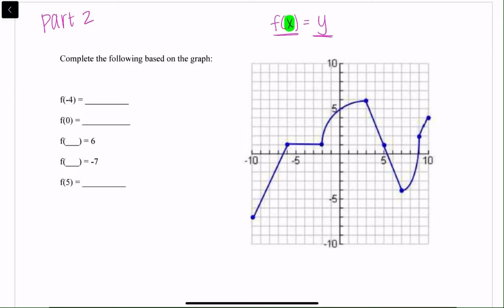So in this first problem, we have f of -4, where -4 is an x value. So we'll go to -4 on the x-axis and then find our y value from the graph. Our y value here is +1. We're going to do the same thing with the next problem, f of 0. 0 is within the parentheses, meaning it's an x value. So I'll go to 0 on my x-axis and go up to my graph to find my y value. I have to go up to 5 in this case.